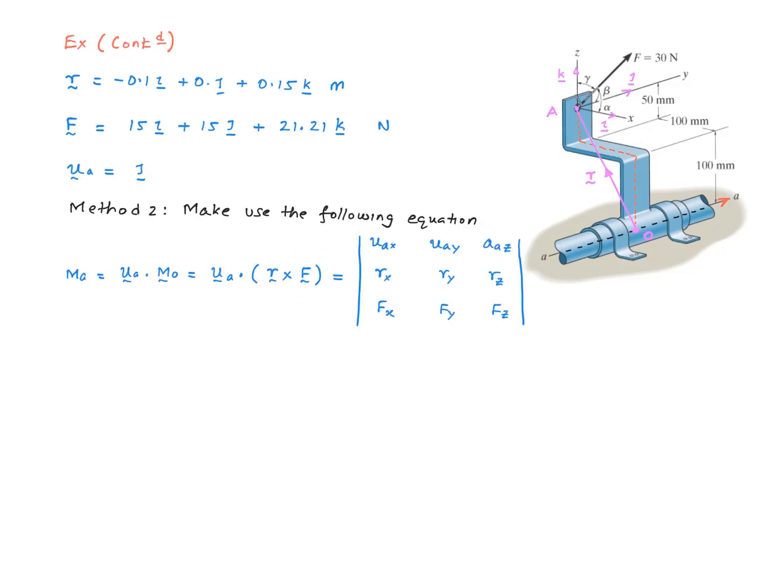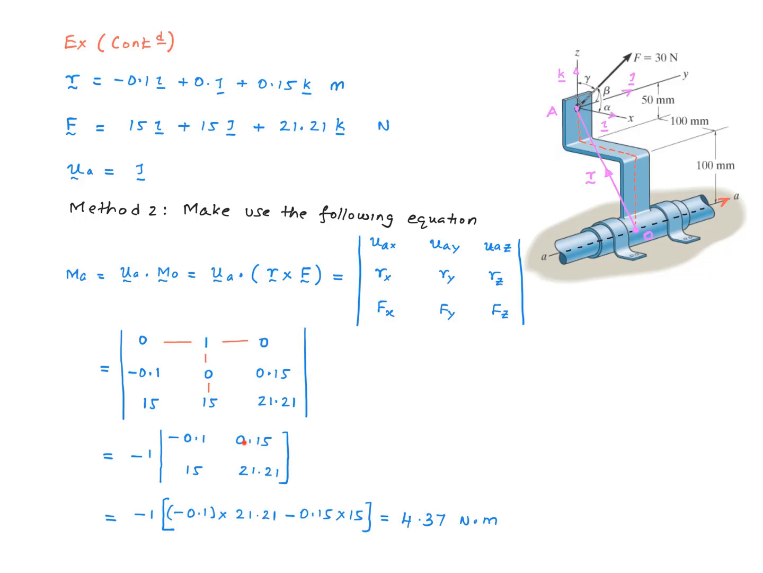So if you simplify that, we end up with the same number, 4.37 Newton meter for the moment about the a-axis. Our second method is to utilize this direct equation for MA that we talked about before. So here are my calculations which lead to the same number, 4.37 Newton meter for the moment about the a-axis.